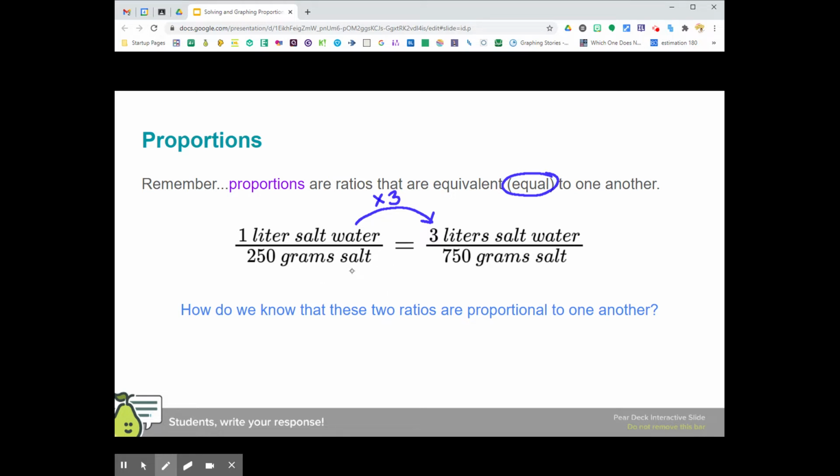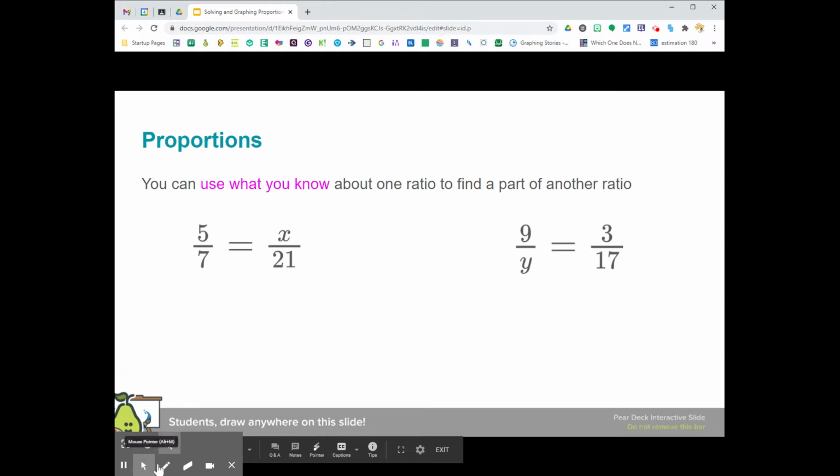So what does that mean we have to do to the 250 grams of salt? We would have to do the same thing, multiply by 3, because whatever you do to one part of your ratio, you need to match and do to the other part. If I triple the amount of water, I need to triple the amount of salt. So these are equivalent ratios. When they are equivalent, we can also say they are proportional to one another. So we can use what we know about one ratio to find a part of another ratio.